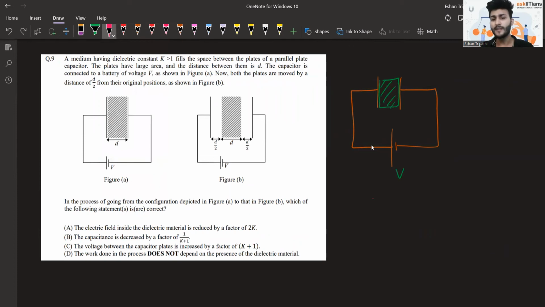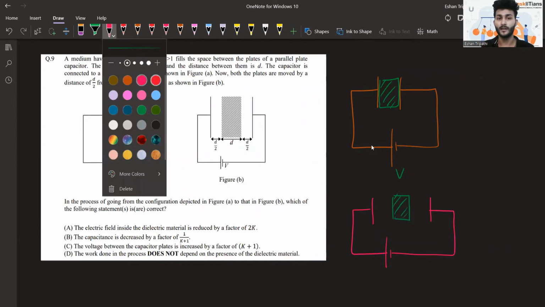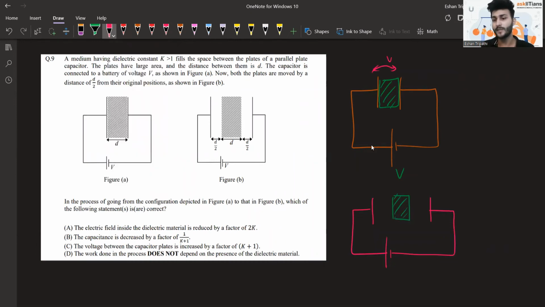So now see, even if the plates have been separated by twice the distance between them earlier, the potential difference between the two plates is still going to be V only, which is applied on the plates. Like over here also potential difference is V, and over here also, because it is connected to the same battery for voltage V, potential difference still remains V. So potential does not change. So that means the C part definitely is wrong.